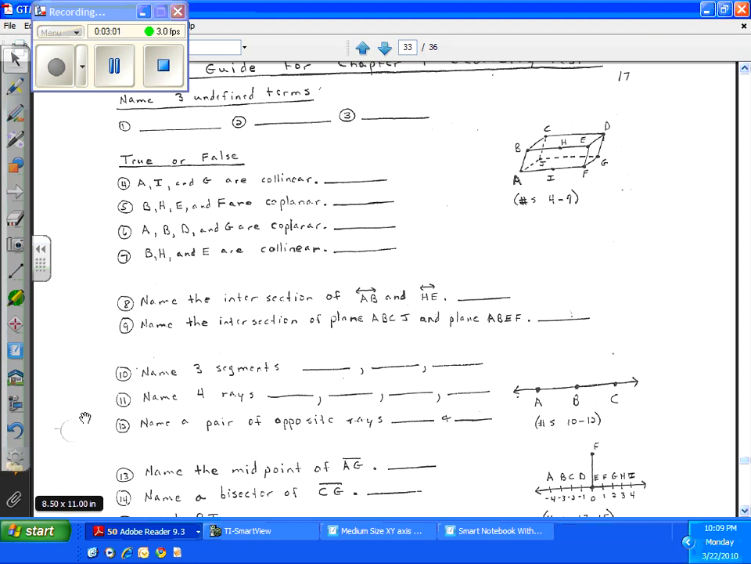So, points A, I, and G are collinear. Let's see. I've got to get the smartboard working again. It just kind of clicked out on me there.